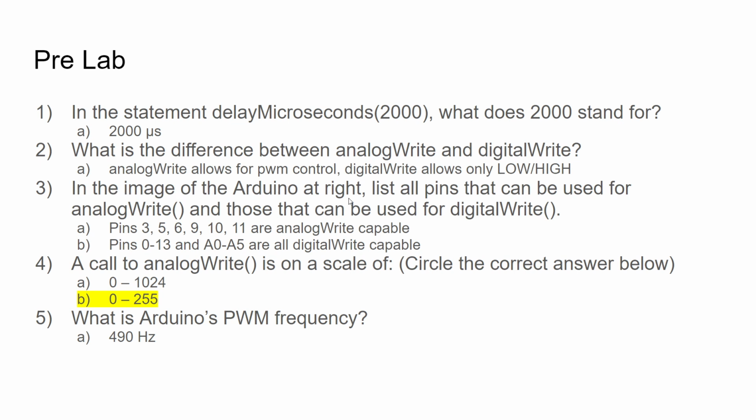In the image of the Arduino at the right, list all the pins that can be used for analogWrite and those that can be used for digitalWrite. AnalogWrite is only on pins 3, 5, 6, 9, 10, 11, the ones with the squiggle next to them. Any of the pins can do digitalWrite, so 0 to 13, and analog pins 0 to 5. AnalogWrite is on a scale from 0 to 255, and the frequency is 490 hertz.